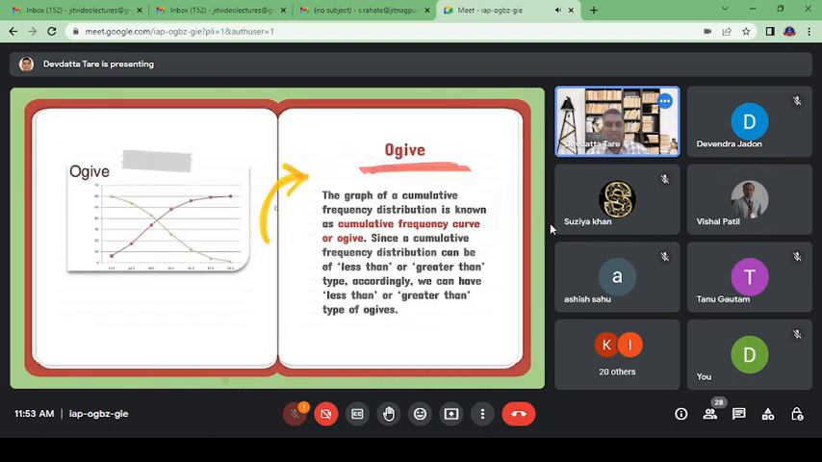Then the last and the least used is the ogive. Ogive is nothing but a graph of cumulative frequency distribution. And since it is a cumulative frequency distribution, it can be categorized into two types, that is, less than ogive or greater than ogive. So if your values are going above your cumulative frequency distribution, then it will always be lesser than, and vice versa, it will be greater than. So these are the two types of ogives.